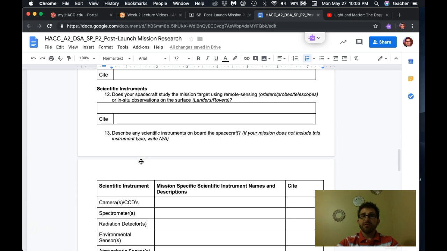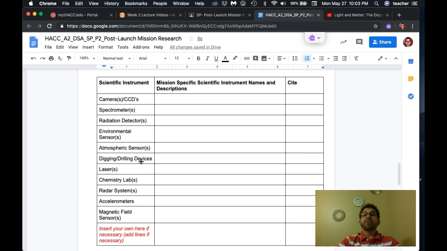Scientific instruments. So does your spacecraft use remote sensing, some sort of orbiter, probe, or telescope, or does it actually land somewhere? Is it in situ? Does it land on the surface and conduct its science by touching and feeling and smelling and tasting what this environment is like?